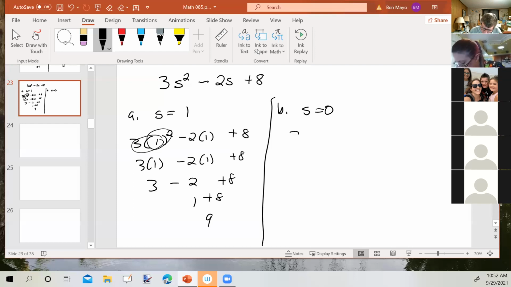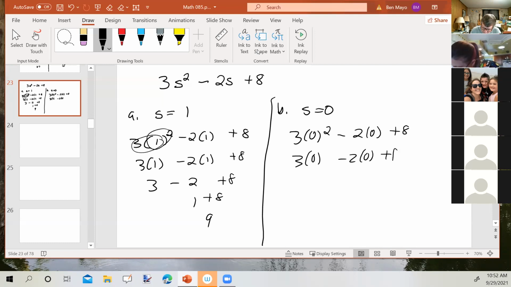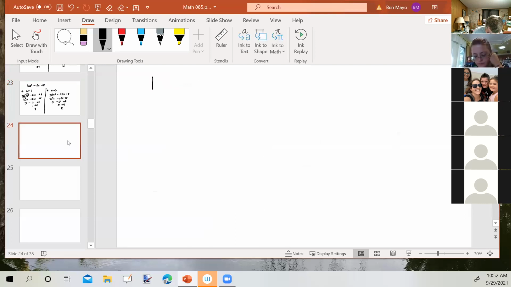If s is 0, 3 times 0 squared minus 2 times 0 plus 8. 0 squared is 0. So we get 3 times 0 is 0. 2 times 0 is 0. Plus 8. 0 minus 0 is 0. 0 plus 8 is 8. Any questions about that example? Okay. How about this one?